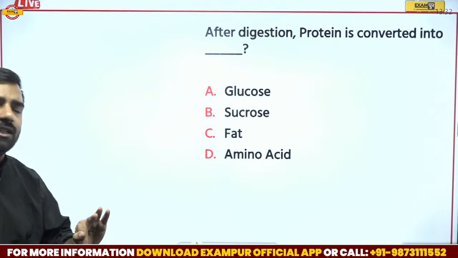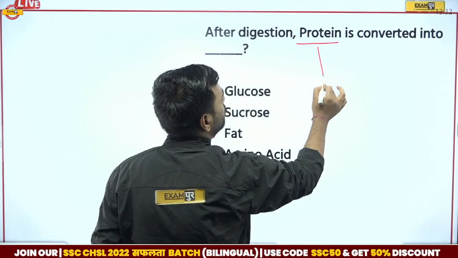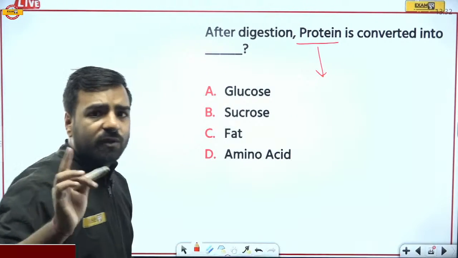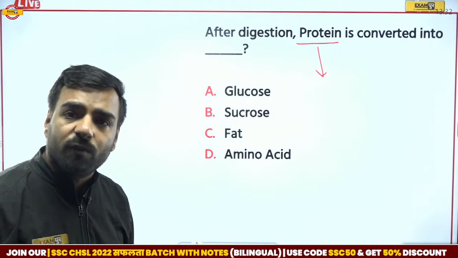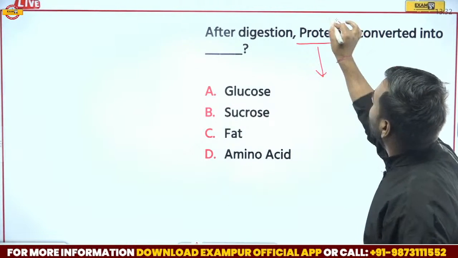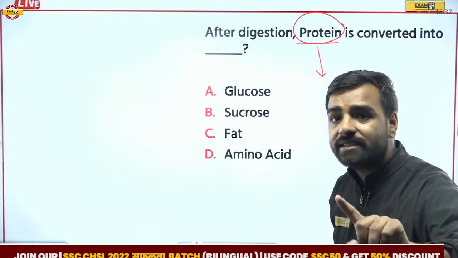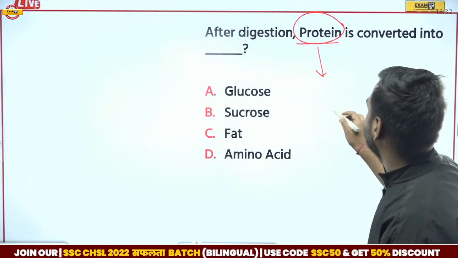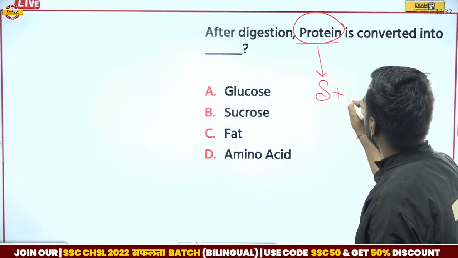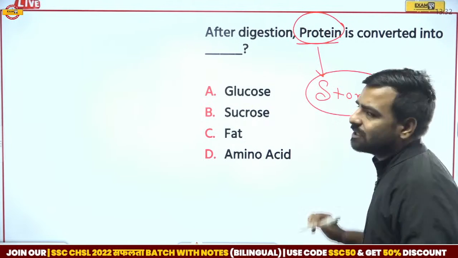Now let me tell you one thing. First of all, we must be aware of, sir, this protein which we are talking about, the digestion of this protein takes place where? This is asked in the examination. Remember, when we are talking about the digestion of the protein, the first location where it digests is your stomach. The first place where protein's digestion takes place is your stomach.